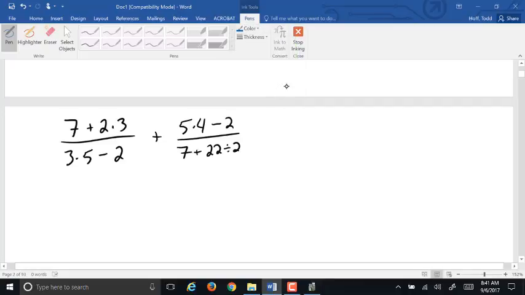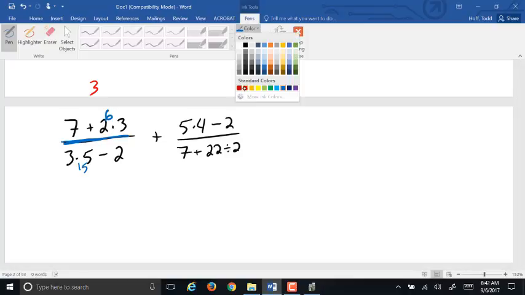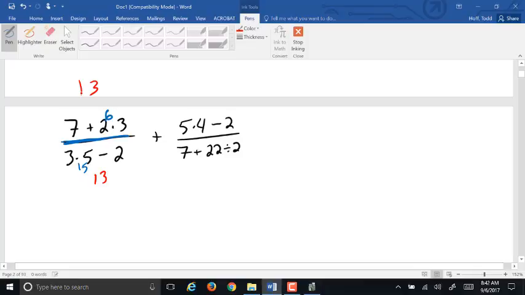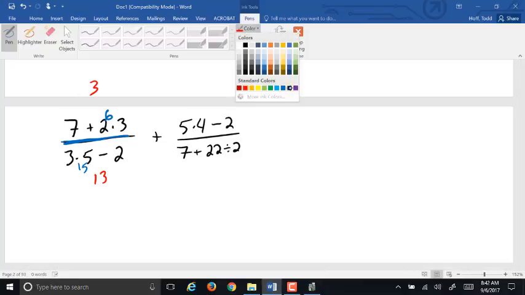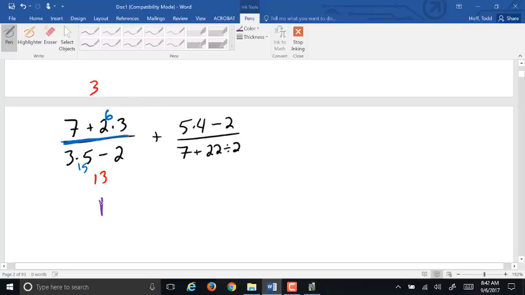If I look at something like this for order of operations, I'm going to start with this one on the left. This is an enclosing symbol, so I have to do everything on top. So on top, I'm going to do this little short one, 2 times 3. 6, then I have 7 plus 6, 13. So I have 13 on top there. On bottom, what do I have to do first? Multiply. 3 times 5 is 15. 15 minus 2 is 13. So I've got 13 on top and 13 on bottom there. It's going to equal 1. Technically, we should wait to divide it until we do the other one, but it's not going to change it.